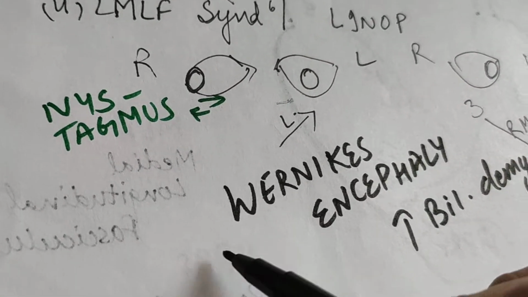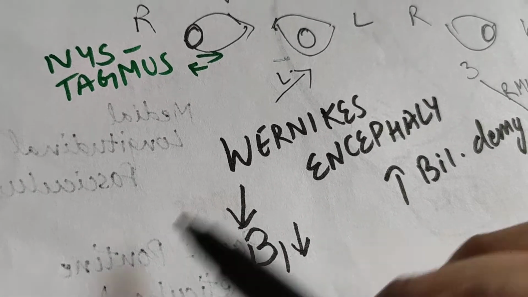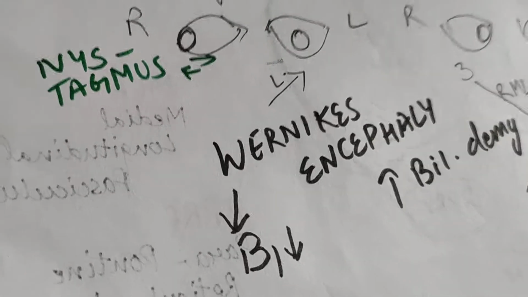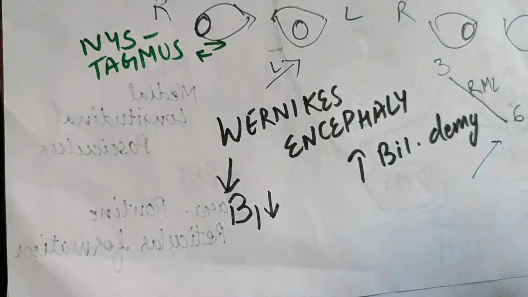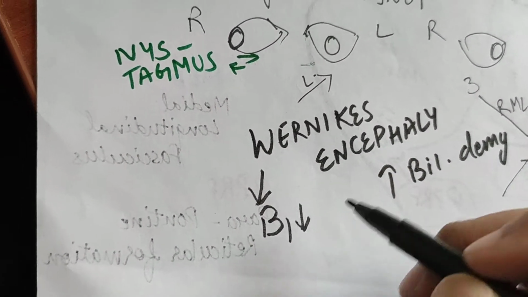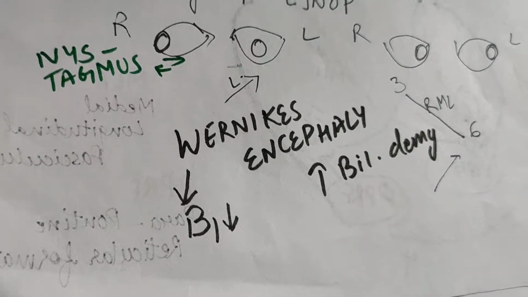What happens here? There is thiamine deficiency. Thiamine, vitamin B1. There is that deficiency. As B1 is used for acetylcholine synthesis and nerve impulse transmission, in this case there will be bilateral demyelination.